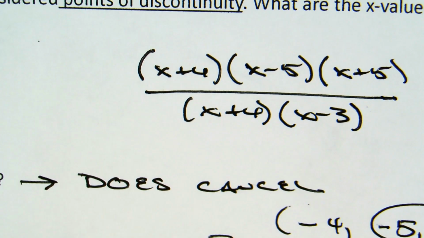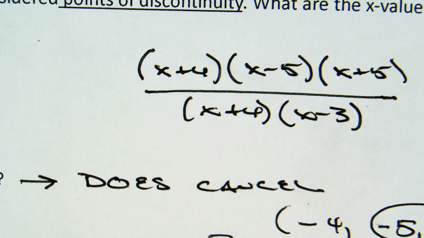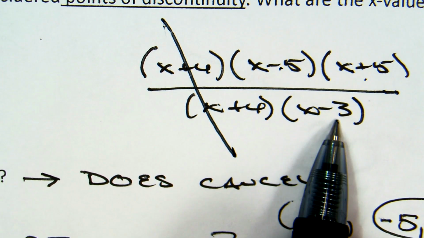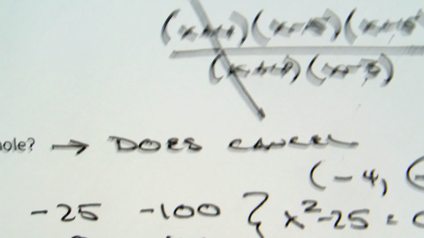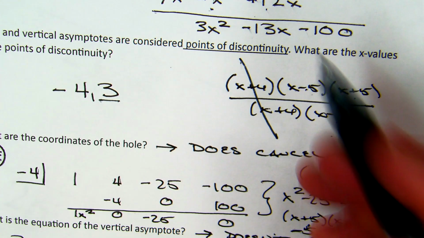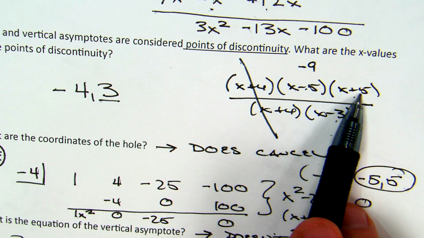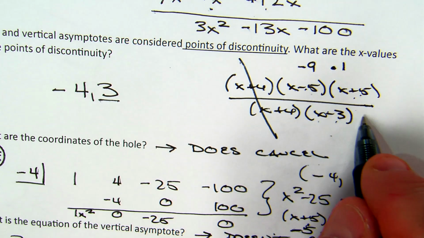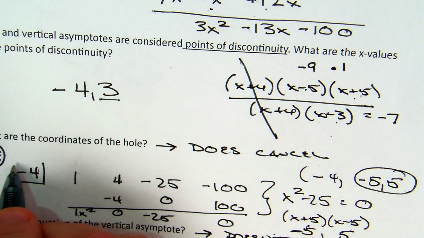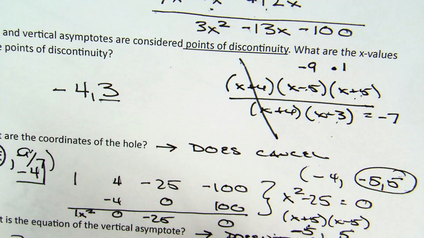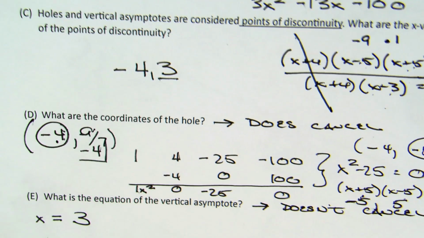Now, what did the x plus 4s do to each other? Cancel out. Leaving us with x minus 5, x plus 5 over x minus 3. That's what you have to plug the -4 into. What's -4 minus 5? -9. What's -4 plus 5? Positive 1. -4 minus 3? -7. So the coordinates of my hole are -4, 9/7.